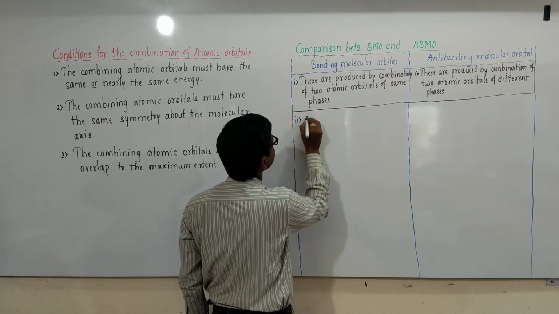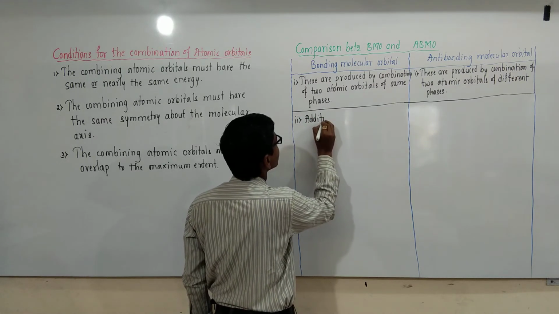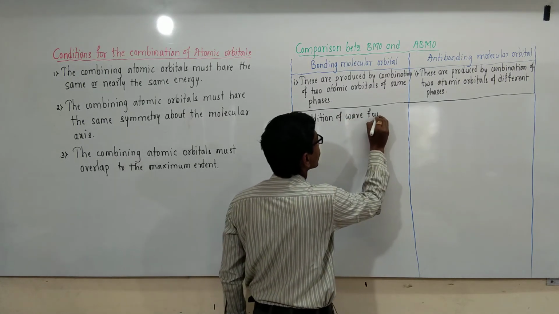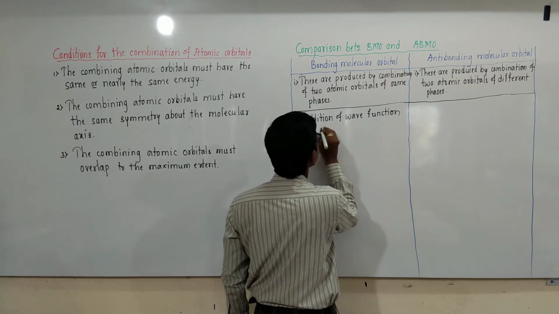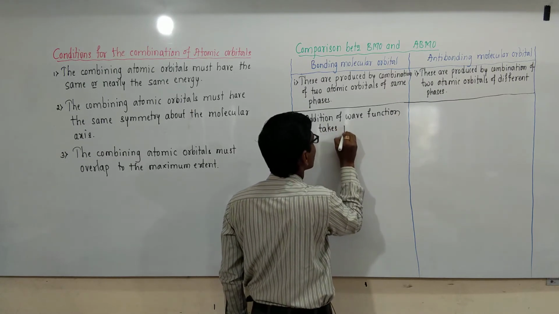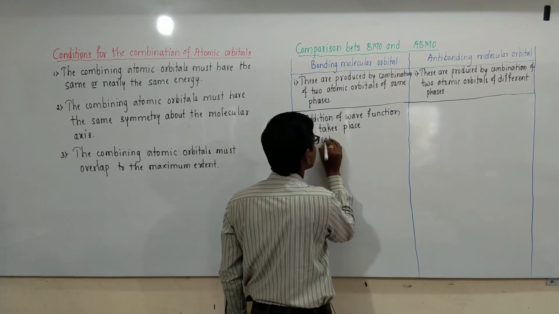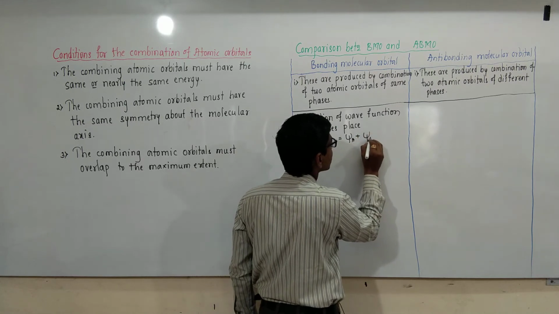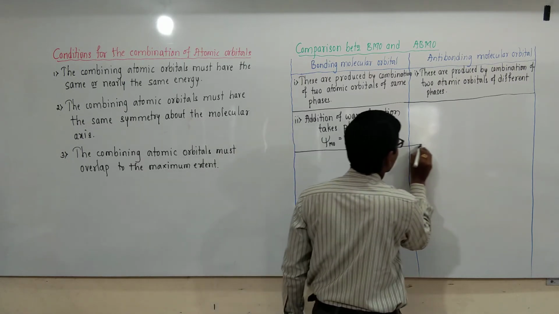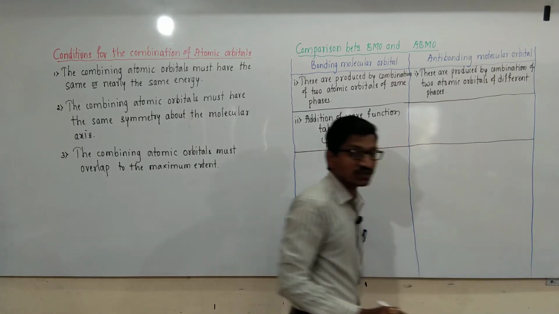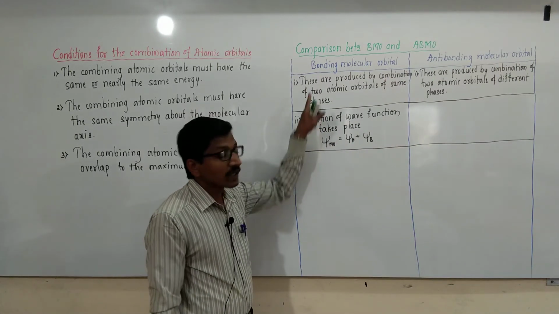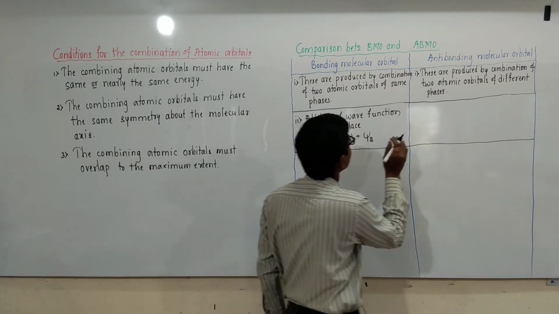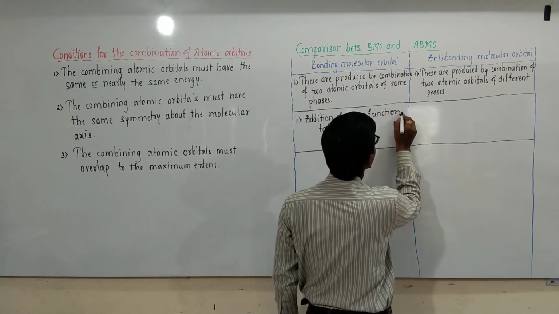Second one is addition of wave function takes place. That is psi MO is equal to psi A plus psi B. Addition of wave functions takes place to form bonding molecular orbital.